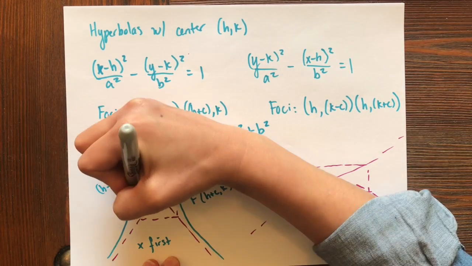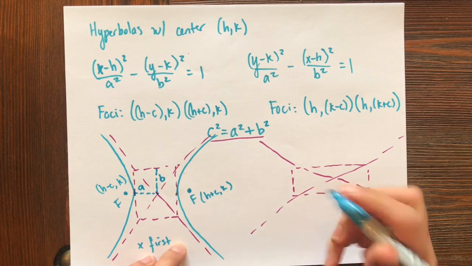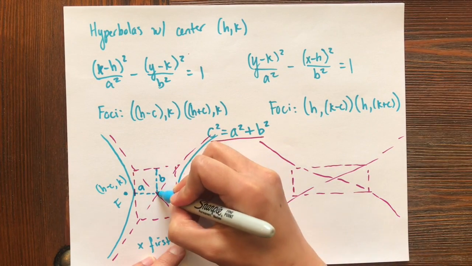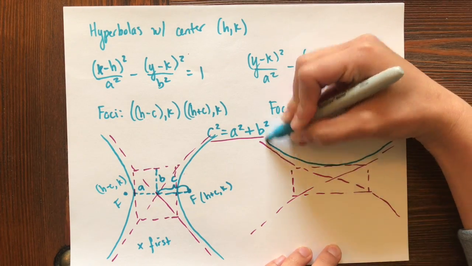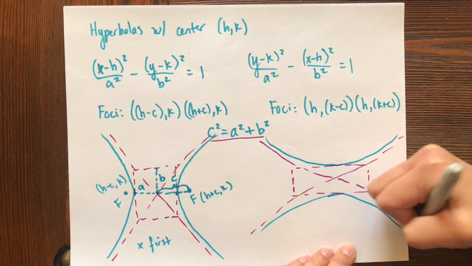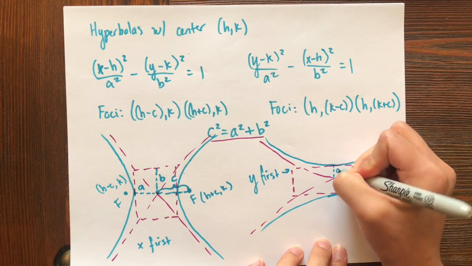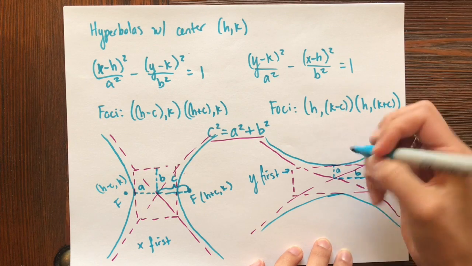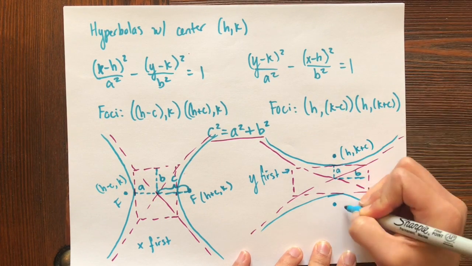Okay, so we'll have a distance of a here, right, that distance in the x direction, and then a distance of b in the y direction, and then a distance of c between the center and the focus. Same sort of thing for the one that's up and down, right? Y is first, so it's opening to the up direction and the down direction, and I'll label a, b, and c as well. So a is the distance in the y direction.